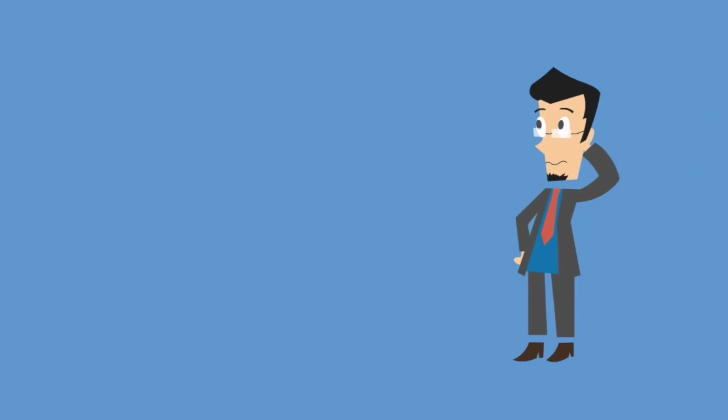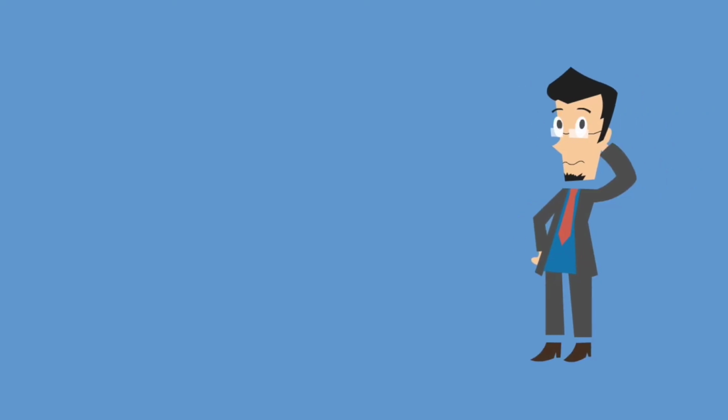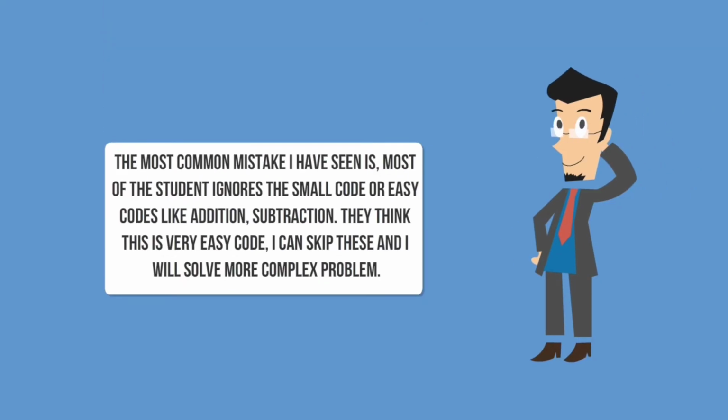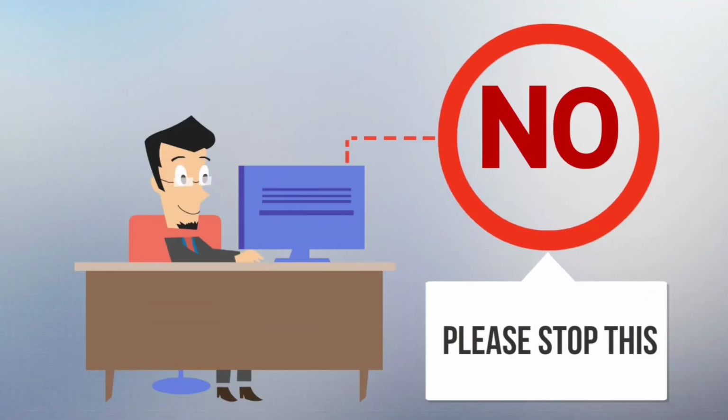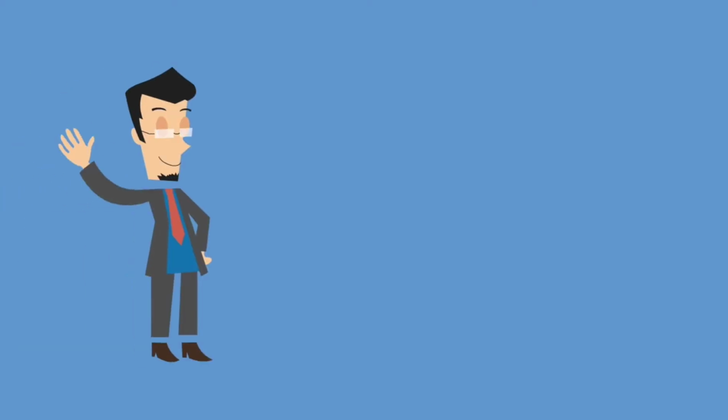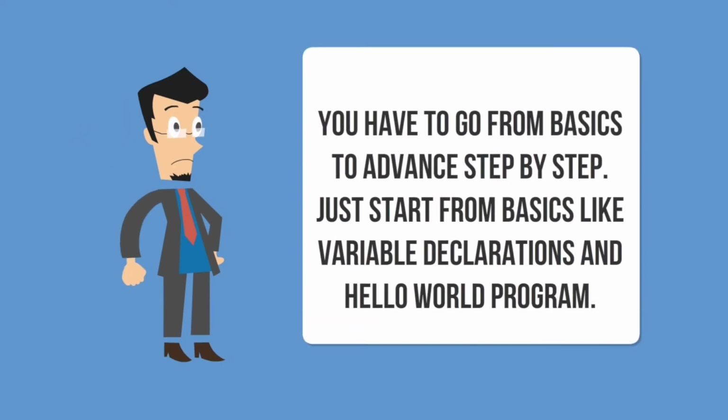The most common mistake I have seen is, most students ignore small or easy codes like addition, subtraction. They think this is very easy code, I can skip these and I will solve more complex problems. No, please stop this. Even many complex problems require addition and subtraction. You have to go from basics to advanced, step by step. Just start from basics like variable declarations and the hello world program.